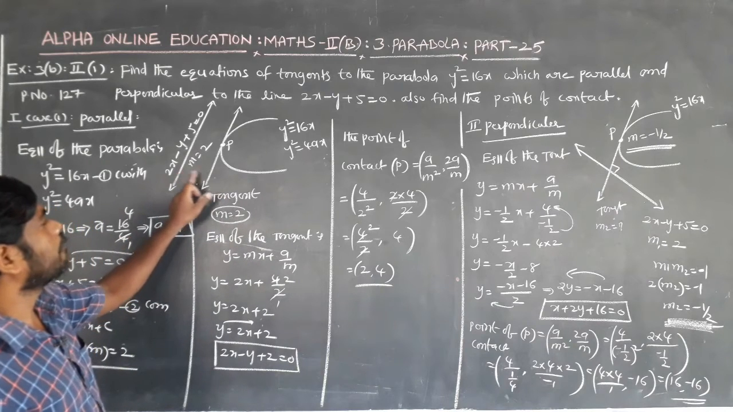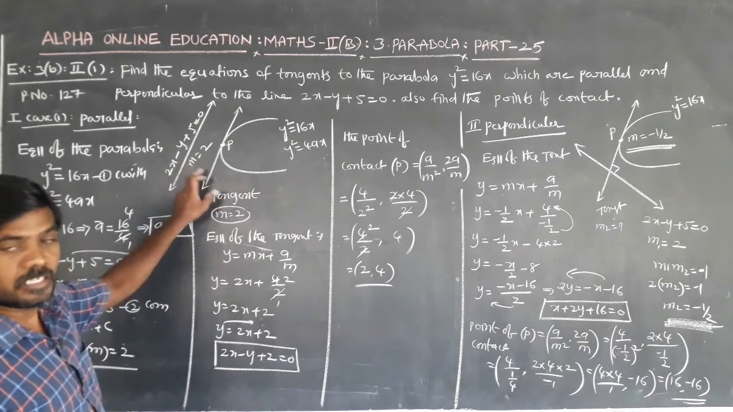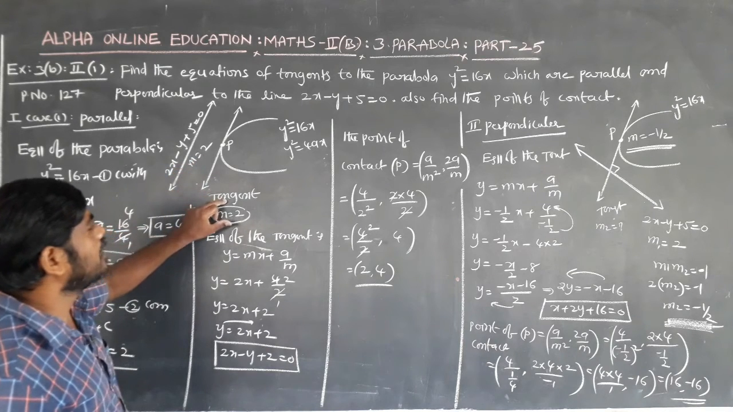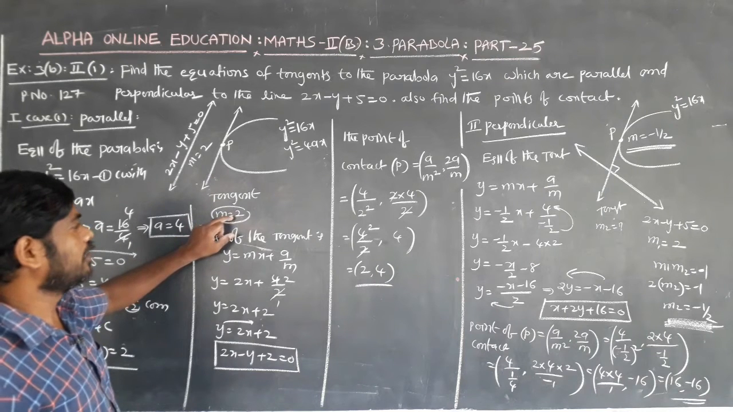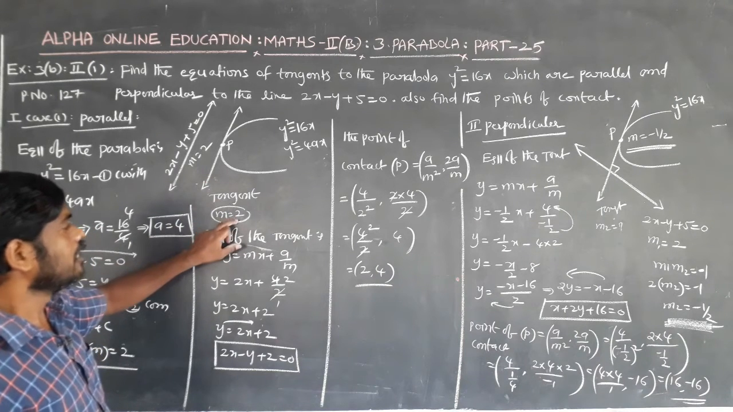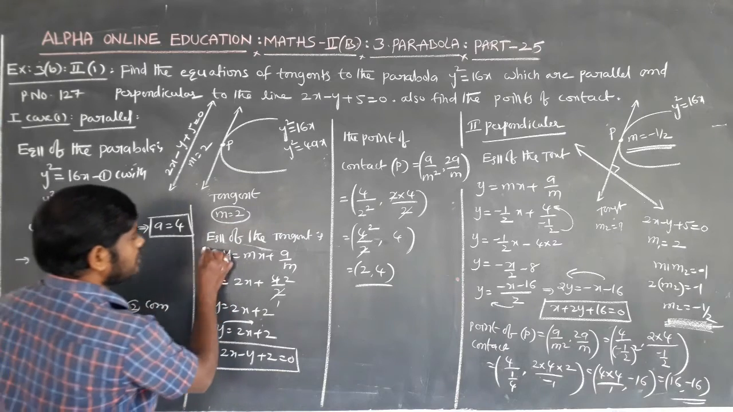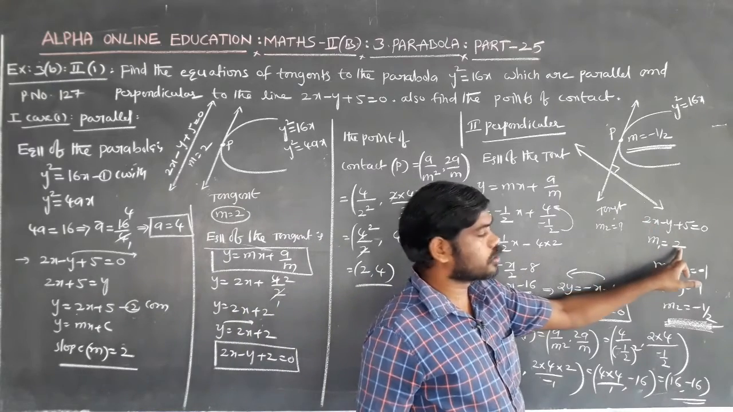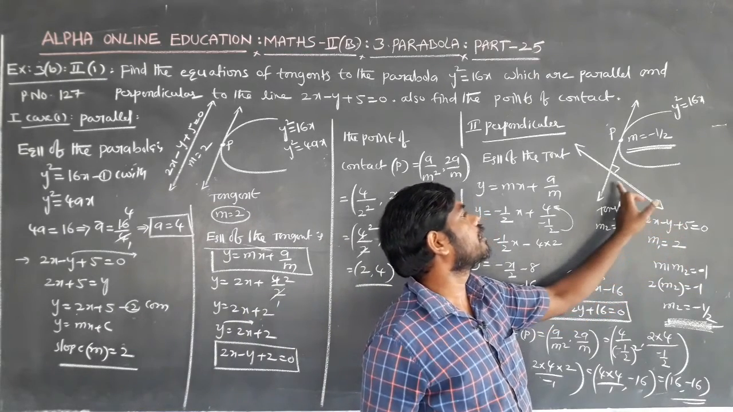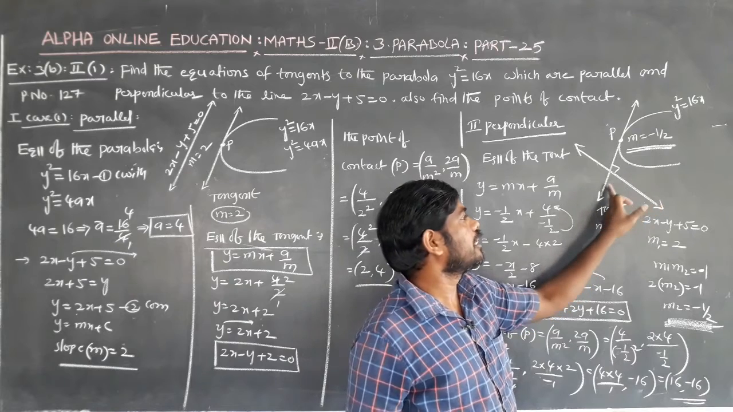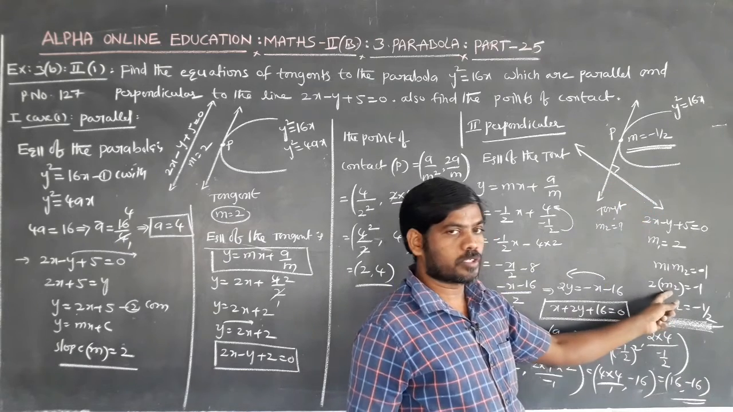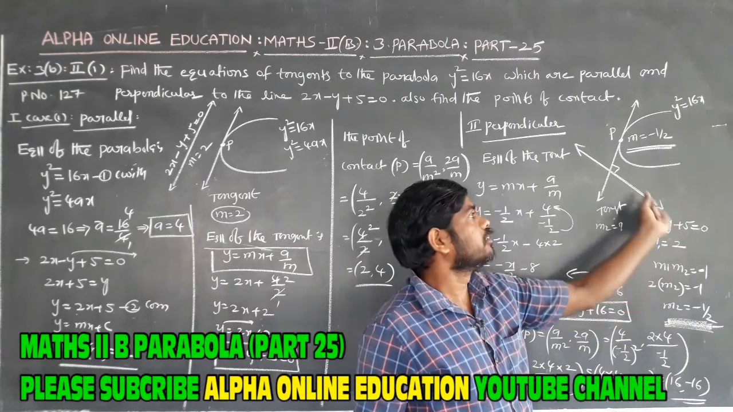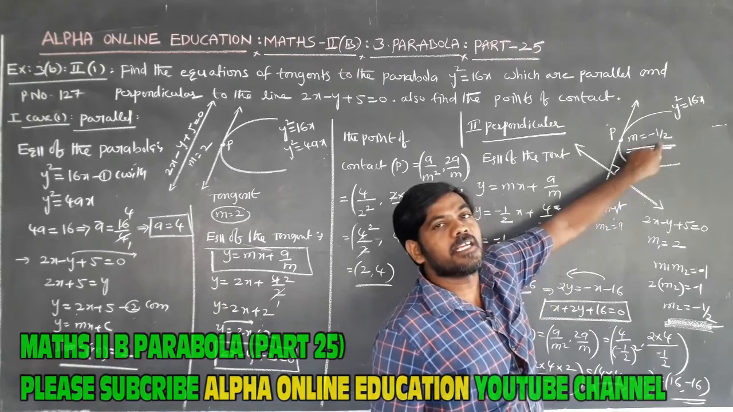The point of contact is (16, -16). If two lines are parallel, then their slopes are equal. The slope of the line is 2, so the slope of the tangent is also 2. The equation of the tangent having slope m is y = mx + a/m. Here the slope of the line is 2. The line is perpendicular to the tangent. If two lines are perpendicular, then the product of the slopes is equal to -1. The slope of the line is 2, which means the slope of the tangent is -1/2.